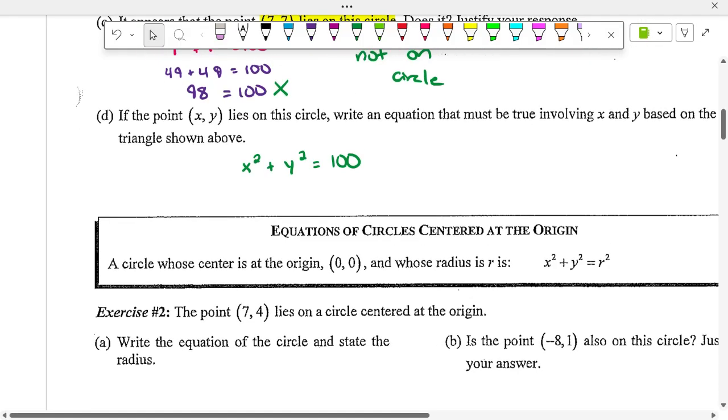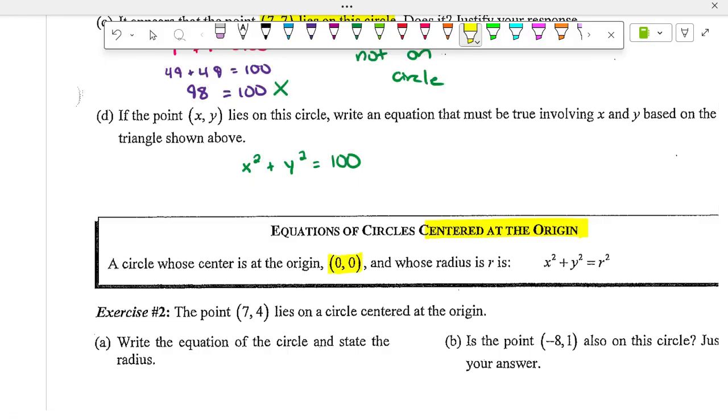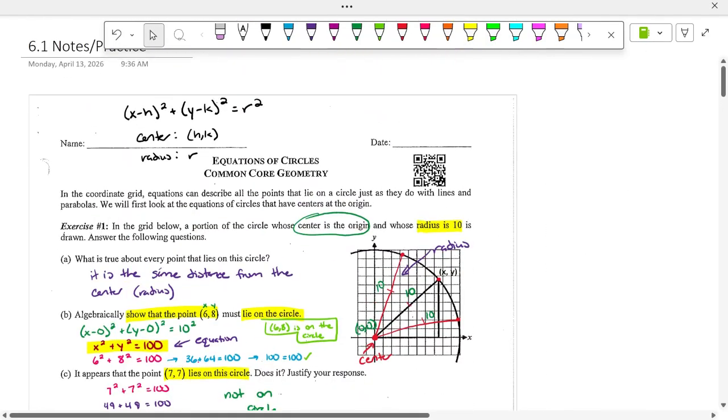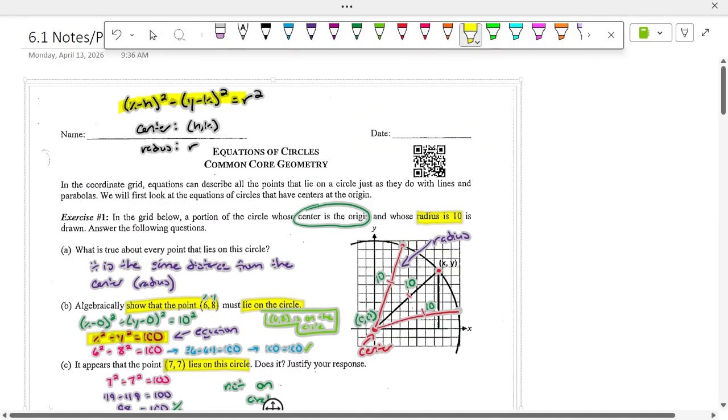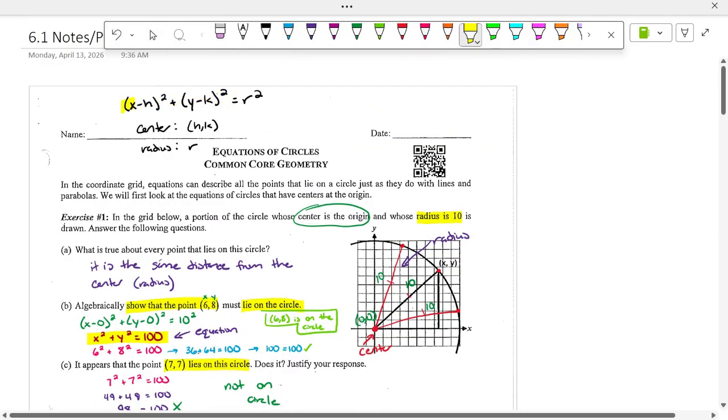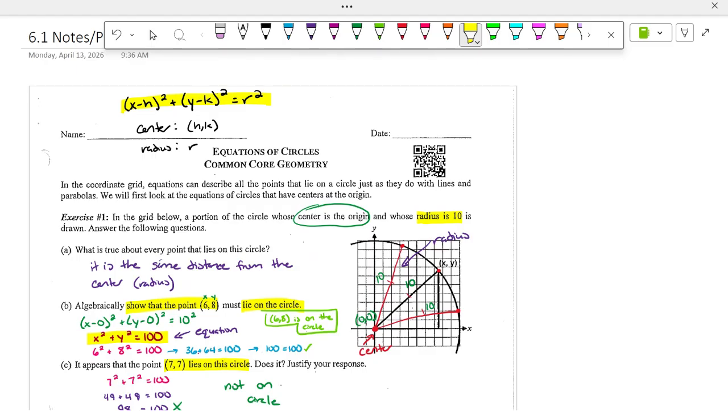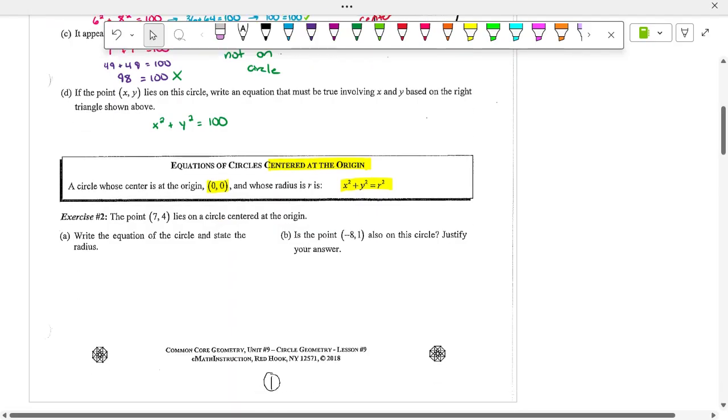When equations are centered at the origin, so again, the center is 0, 0, typically your equation is x squared plus y squared is equal to r squared. There's no problem with continuing to use the big formula that I told you for all circle equations. Just note that when you plug in 0 and 0, you'll end up with just x squared plus y squared, so it doesn't really matter.